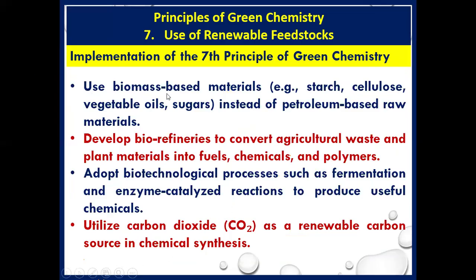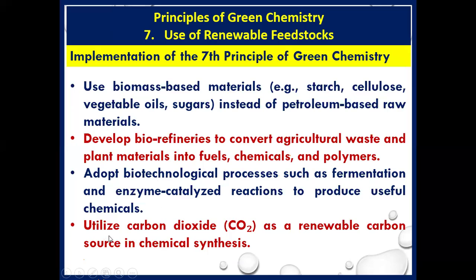Similarly, the use of biomass based materials like starch, cellulose, vegetable oil, sugars instead of petroleum based raw materials is the best example of the seventh principle of green chemistry. Secondly, develop biorefineries to convert agricultural waste and plant materials into fuels, chemicals, and polymers. So, by the biorefineries, we can convert the agricultural waste into the useful products. Similarly, we can adopt biotechnological processes such as fermentation and enzyme catalyzed reactions to produce useful chemicals.